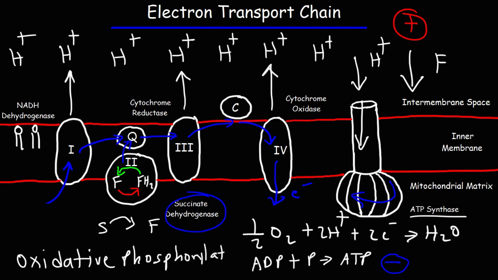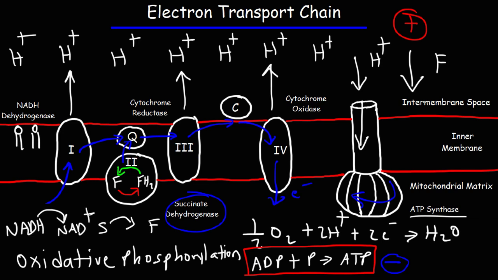Now keep in mind, phosphorylation occurs when we transfer a phosphate group to something. In this case, transferring a phosphate group to ADP to make ATP, that is an example of phosphorylation. Now, in the electron transport chain, NADH is oxidized to NAD+. It's oxidized in the sense that NADH loses electrons to the electron transport chain, and you can see its oxidation state increases from 0 to +1.